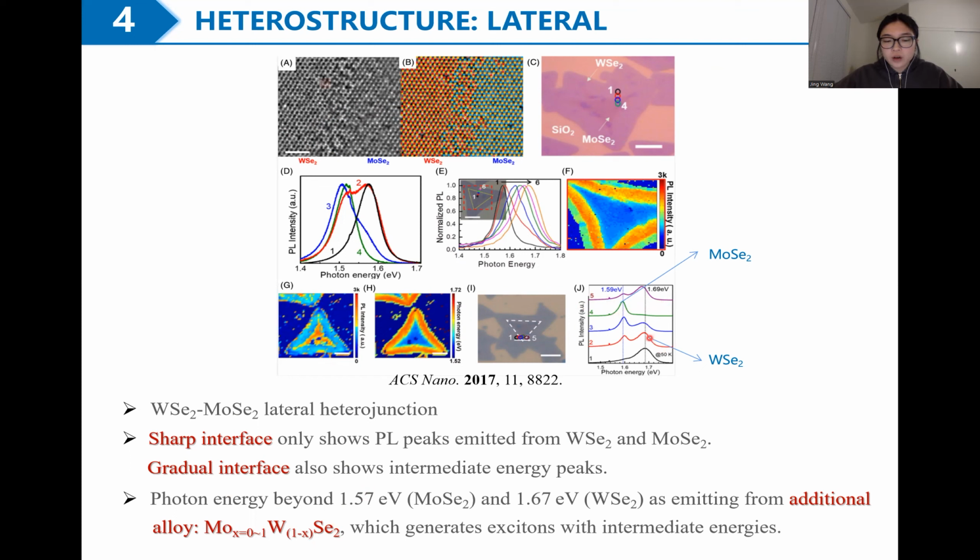This is a PL spectrum of a sharp heterostructure measured at extremely low temperature. Similarly, only excitons from WSe2 and MoSe2 appeared at points 1 to 5, like the WSe2, then the MoSe2, and then the WSe2 again, which don't have the intermediate energy peaks shown in the gradual interface PL figure. Thus, the absence of intermediate energy peaks proves the sharp interface.